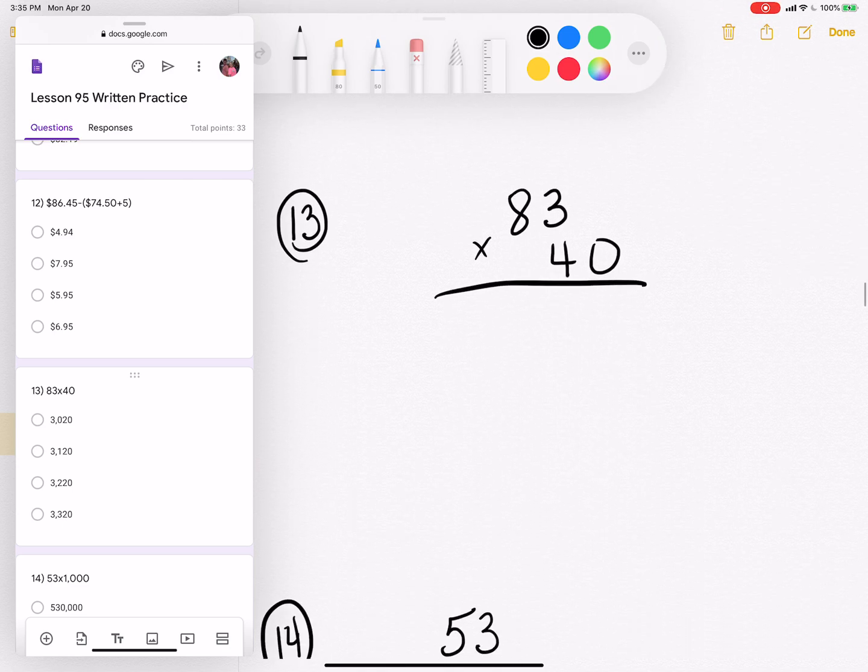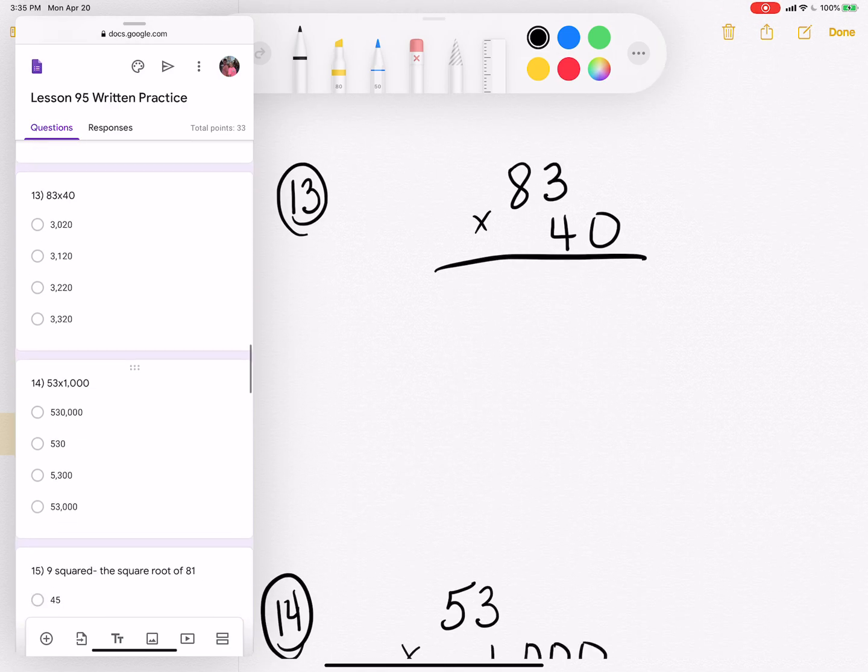$6.95 on number 12. 13, 83 times 40. Put your 0 in your answer. 3 times 4 is 12. 8 times 4 is 32. Plus 1 is 33. 3,020. Wait, 3,320. Excuse me.